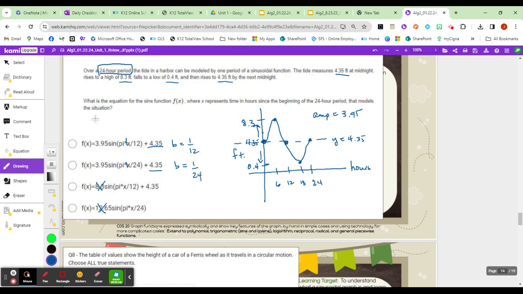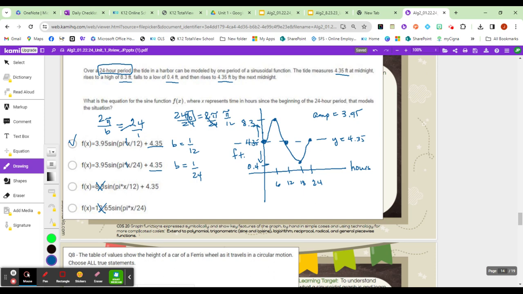So what I have to do is take the formula for a period, 2 pi over B, and set it equal to 24 hours because that's the period of this graph. Then I'll cross multiply, so I'll get 24B is equal to 2 pi. Solve for B by dividing both sides by 24, and B is going to come out to be pi over 12. So I would choose the first one.